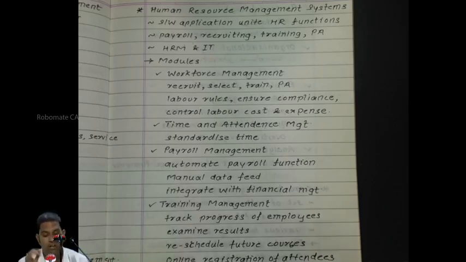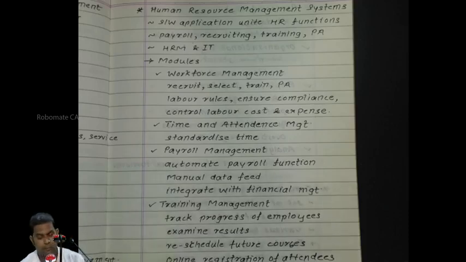Number one is called workforce management. How will you get the workforce? It's all about recruiting the people, selecting them, training them, and their performance appraisal. When you do that, you have to take care of the labor rules existing in that particular area, and you should ensure compliance with the local standards. You should see to it that the labor cost is controlled and does not go beyond control. The expenses required for all this training and development should also be controlled.